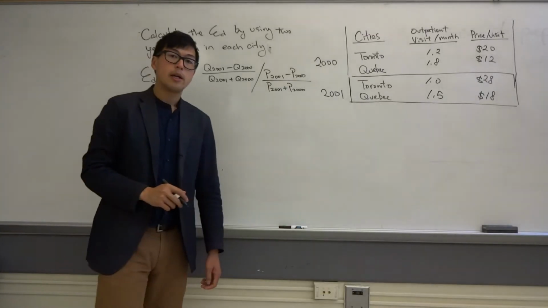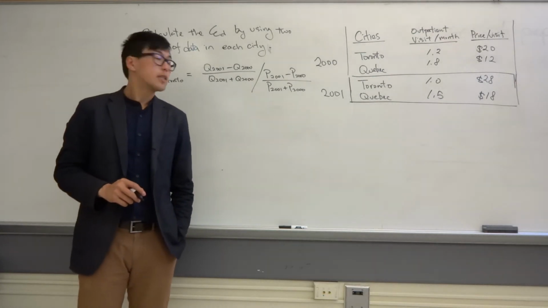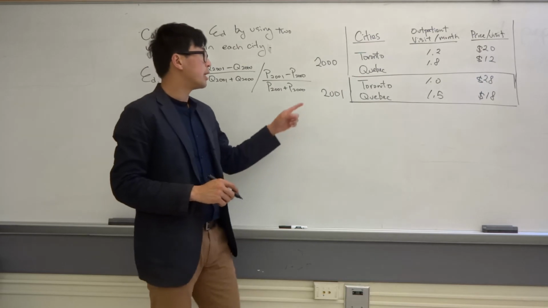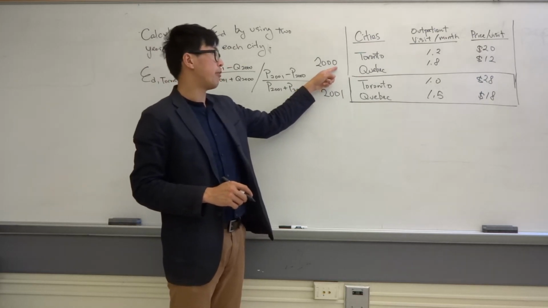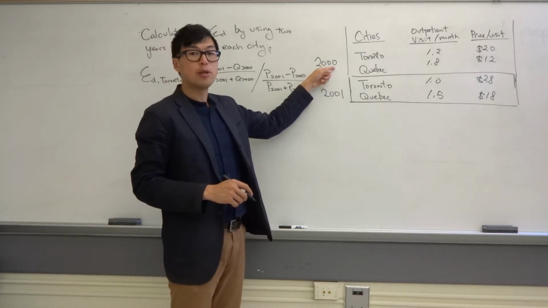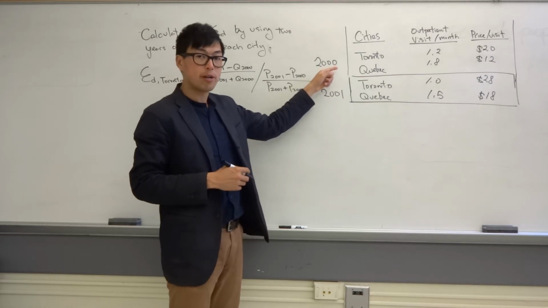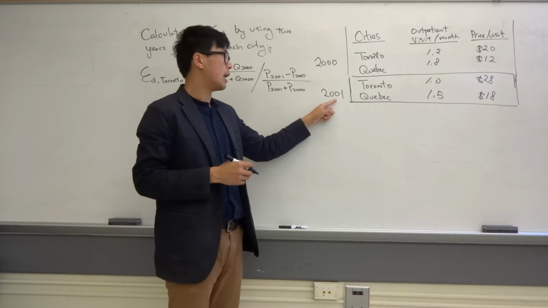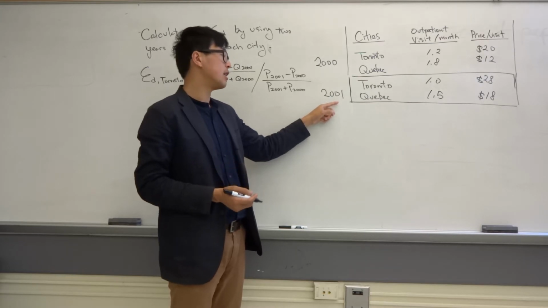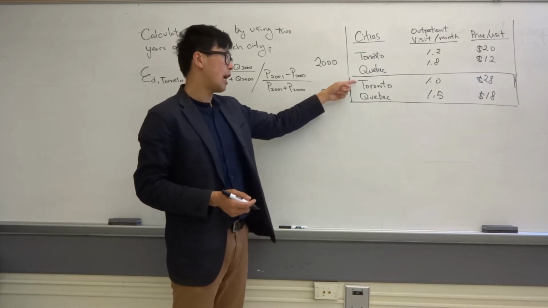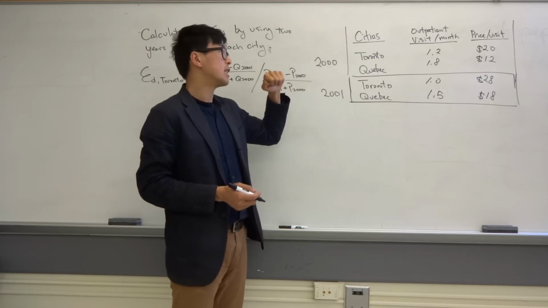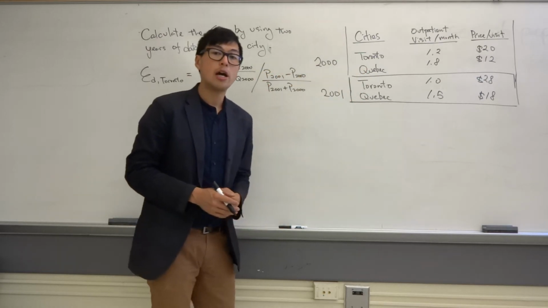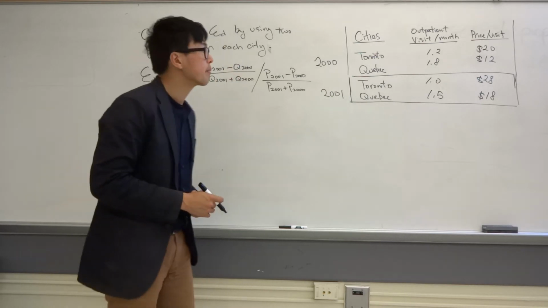So after taking a look at the data here, now we're not only having 1 year of data for Toronto and Quebec in the year 2000, which is the original set of data we have, but we are adding 1 more year of data from our data sets. Let's say in the year 2001, we also have data on outpatient visits in Toronto and Quebec, and also the average price for visits.